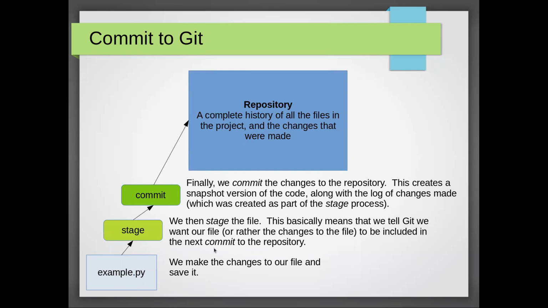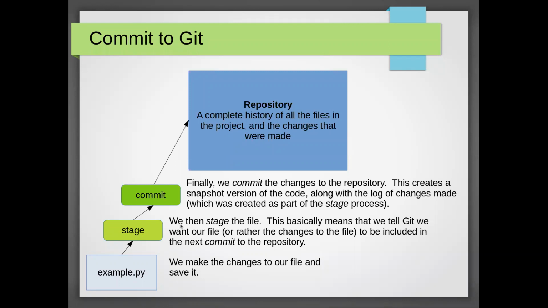So the first thing we do is something known as staging. And by staging the file, we're basically telling Git that we want our file, or more specifically the changes to the file, to be included in the next commit to the repository. Okay, so this process is known as staging. We're essentially giving Git the heads up that there's some changes I've made, and I'm going to commit that to the repository.